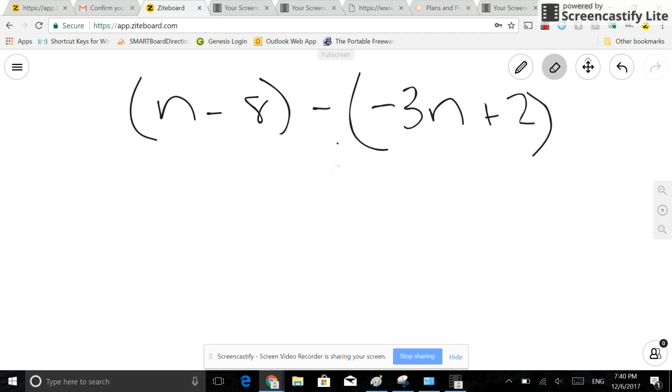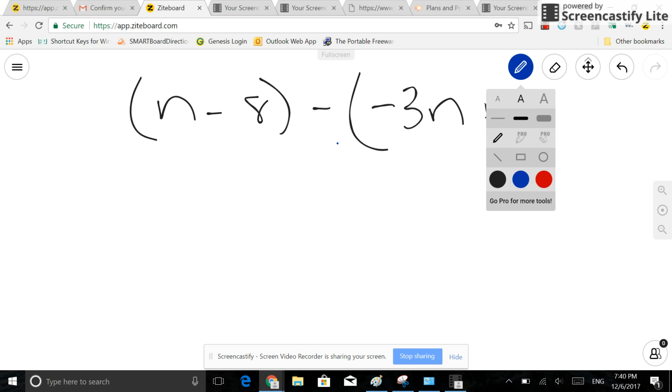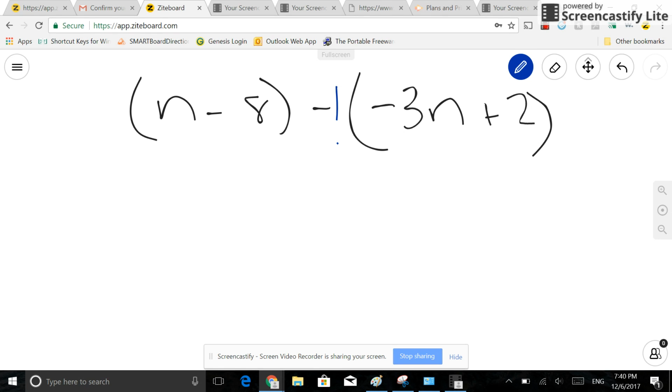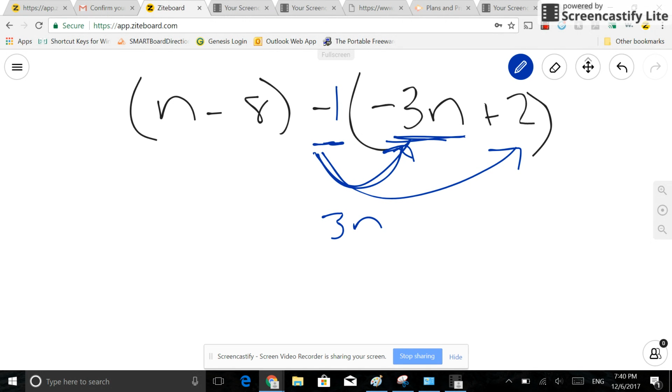So what we're going to do first, so that we can make it so that the order doesn't matter, is we're just going to add a negative 1. When we add a negative 1 between the minus and the parentheses, now we can distribute this negative 1 to this negative 3n, negative 1 to this 2. So negative 1 times negative 3n gets you a positive 3n. Negative 1 times 2 gets you negative 2. And then the rest of this, we can just bring it down. So n minus 8, and then plus 3n minus 2.